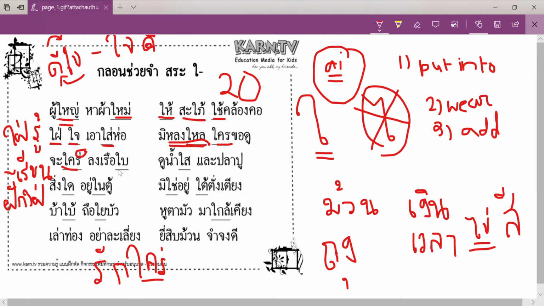ลงเรือใบ. Okay, ใบ is also a classifier for something like a sheet of paper, like a leaf, ใบ. กระดาษหนึ่งใบ, like a piece of paper. You can also say pen as well, something flat. กระดาษหนึ่งใบ, กระดาษหนึ่งแผ่น. So very similar, ใบ. And we also have the word ใบไม้, okay, ไม้, ใบไม้ is a leaf. And here เรือใบ is like a sailing boat, เรือใบ, okay.